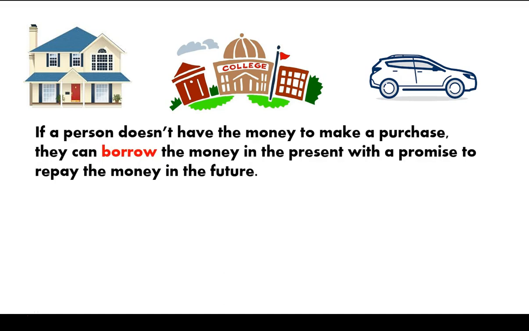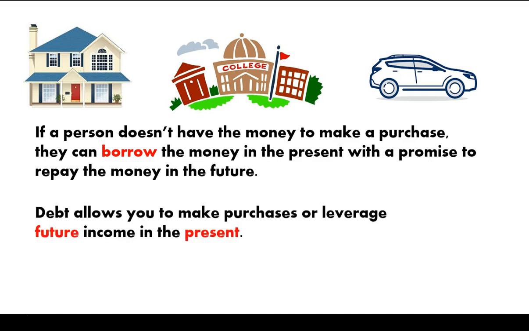So if a person doesn't have the money to make a purchase, they can actually borrow that money, usually from a bank or some other institution, in the present with the promise to repay that money in the future. That is a very basic definition of debt. You're borrowing money today to pay back in the future, but that's a very simplistic definition.